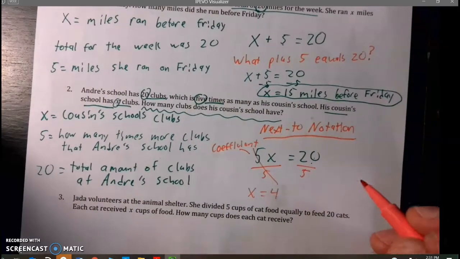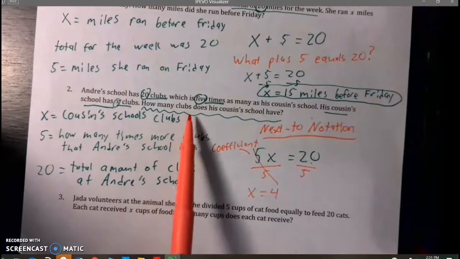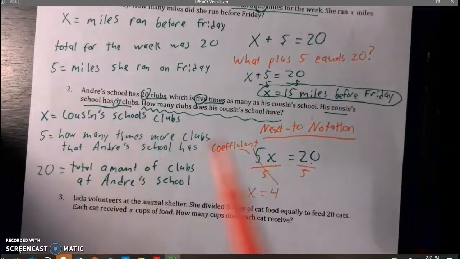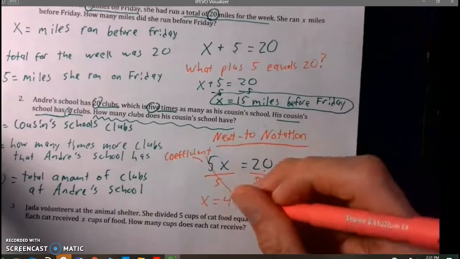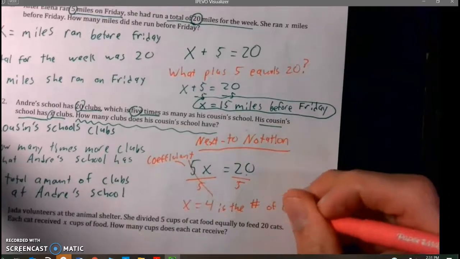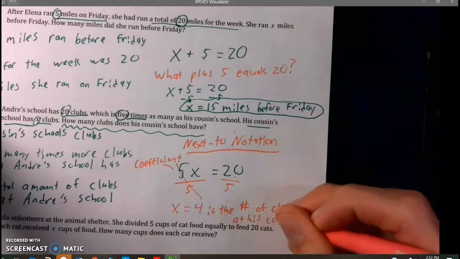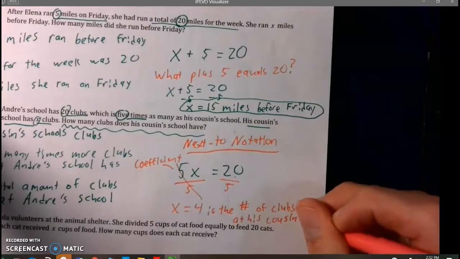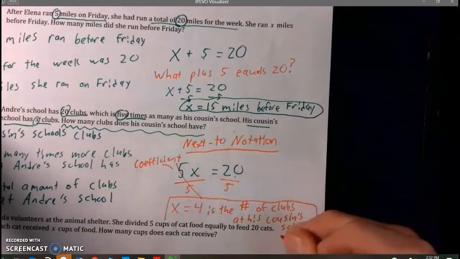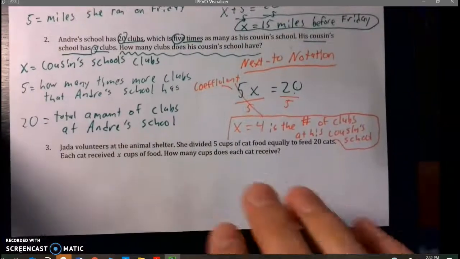And then this is a word problem, so we always need to have a label at the end. The question was, how many clubs does his cousin's school have? And x is the clubs at his cousin's school. So 4 is the number of clubs at his cousin's school. Always just circle your answer as well. Okay. And now, one more.